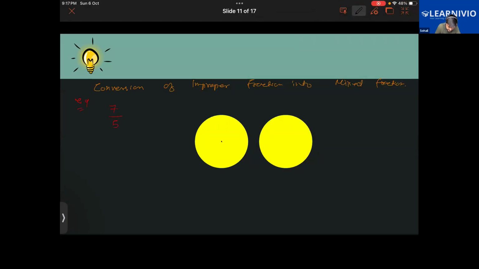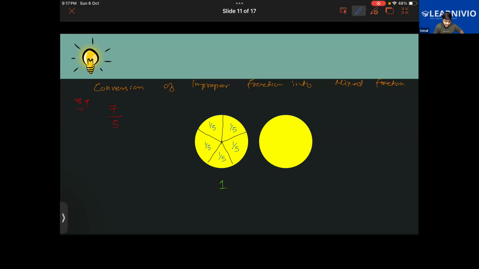Say this is the center of the circle, like this. How many parts are there? 5 parts. Okay, now. So if this complete circle represents 1, each one of them will be 1 upon 5. Right? Getting it, both of you? Yes. It will be 1 upon 5.